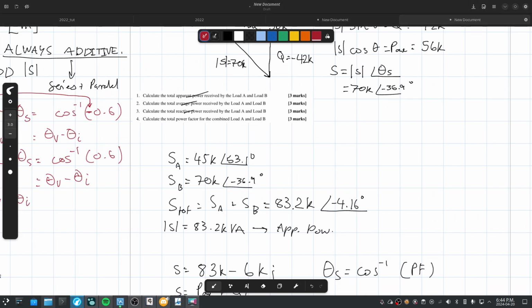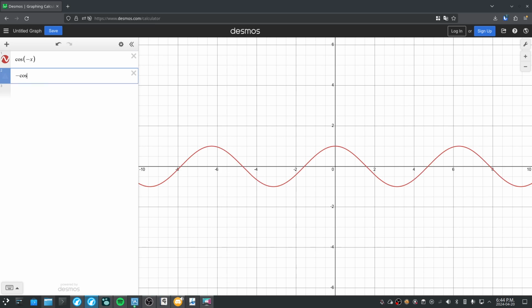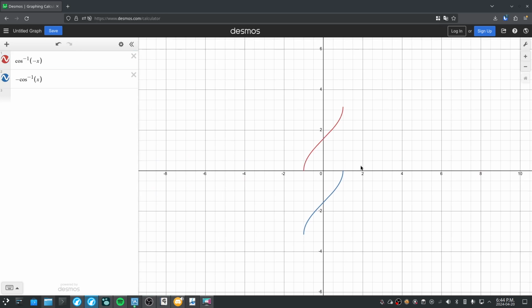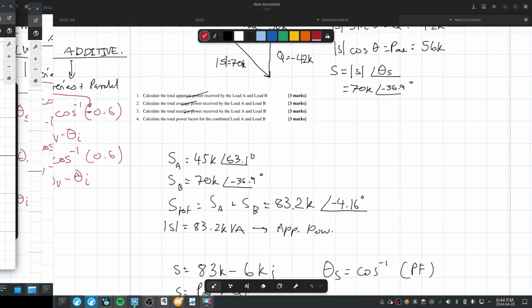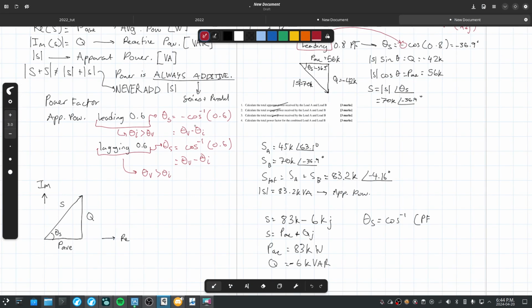Let me just triple check, because you never want to rely on pure chance. Cosine of negative x and negative cosine of x. Oops, that's a cosine inverse I'm trying to get here. Is that the same? No, it's not the same. Okay, never mind. Don't do that. Yeah, just remember it like that.